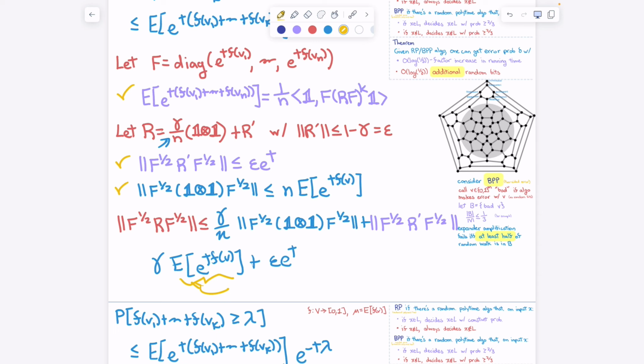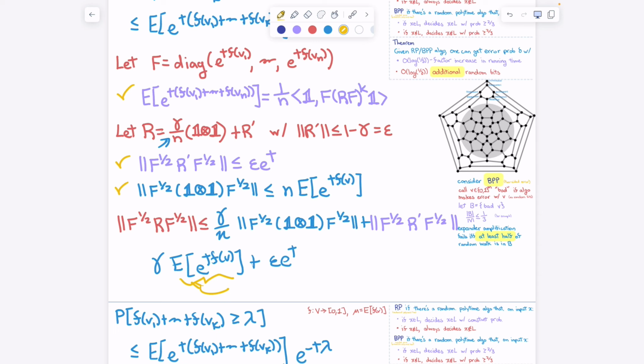I know the expected value of f(v) is this value mu, and it has some meaning from the outside world. I want to somehow sneak mu into the picture. The problem is it's e to the t f(v). So how do I get rid of the exponent? We know e to the t is roughly 1 plus t. We'll make sure t is between 0 and 1, and f(v) is already between 0 and 1.